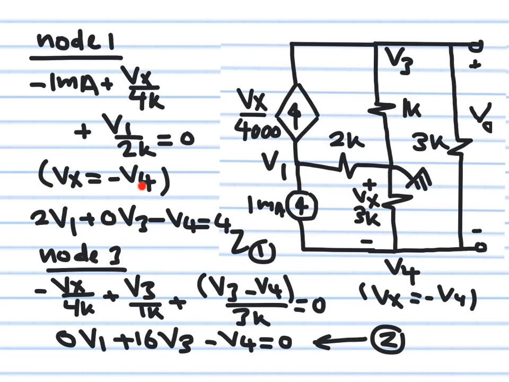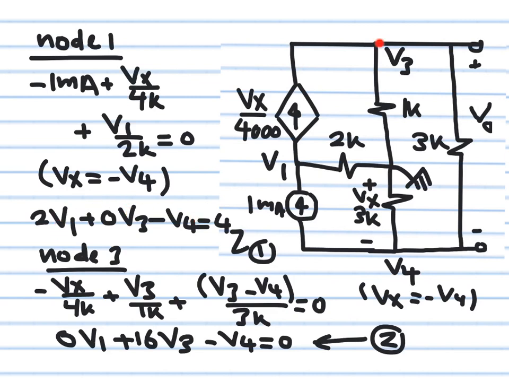Now, if you get rid of Vx here, multiply both sides by 8k, and collect all the different coefficients, you end up with this equation governing V1, V3, and V4. Remember, we are solving for V1, V3, and V4. There is no V2. V2 is 0. I know what V2 is. So I write them in order: V1, V3, and V4.